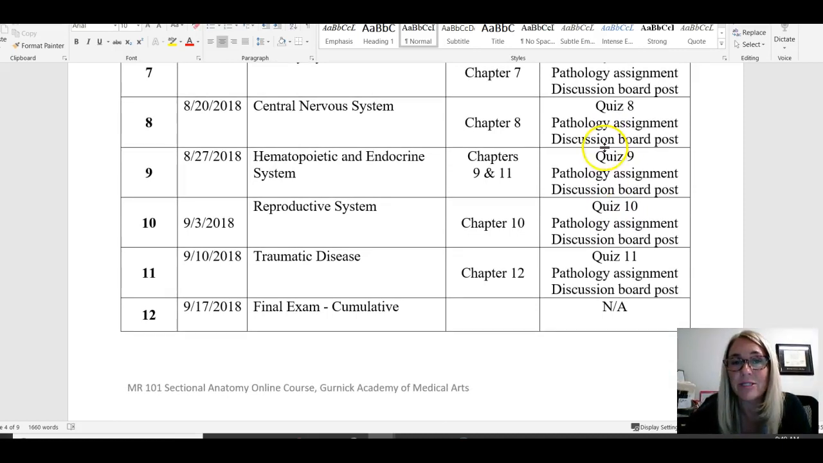So I combined these two, the hemopoietic and the endocrine, so it's just one quiz. Then if you notice, there's no midterms, there's no tests, it's just quizzes and then the final. And the final will be cumulative.